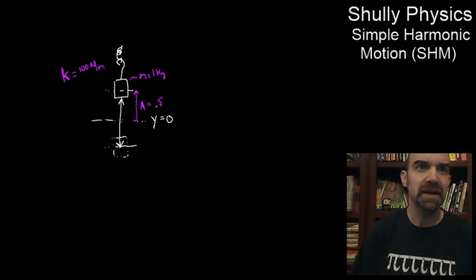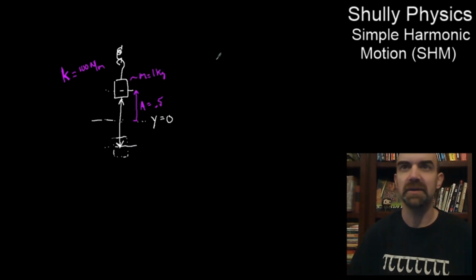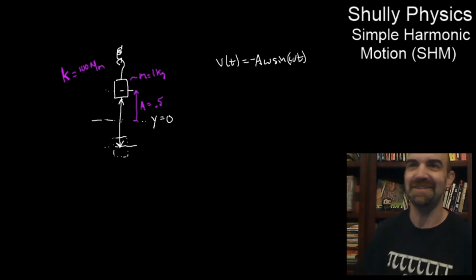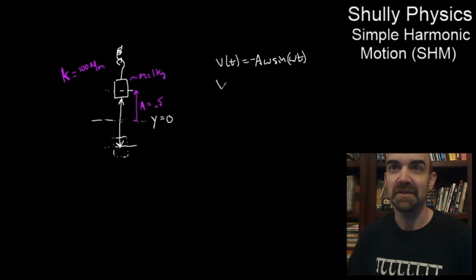What would the velocity function look like? Remember, the velocity is going to be the first derivative of the displacement function. All right, so the velocity should look like negative a omega sine omega t. That's from our first page in this presentation. That's our velocity.